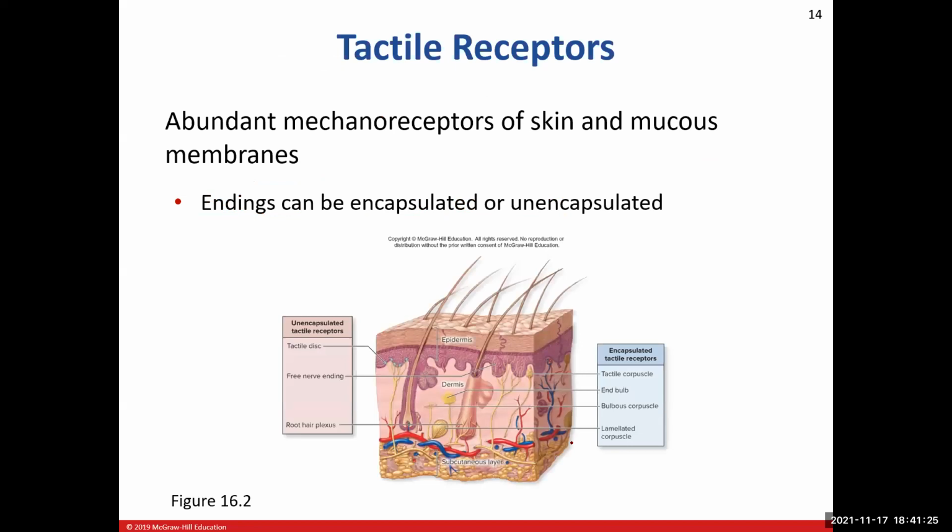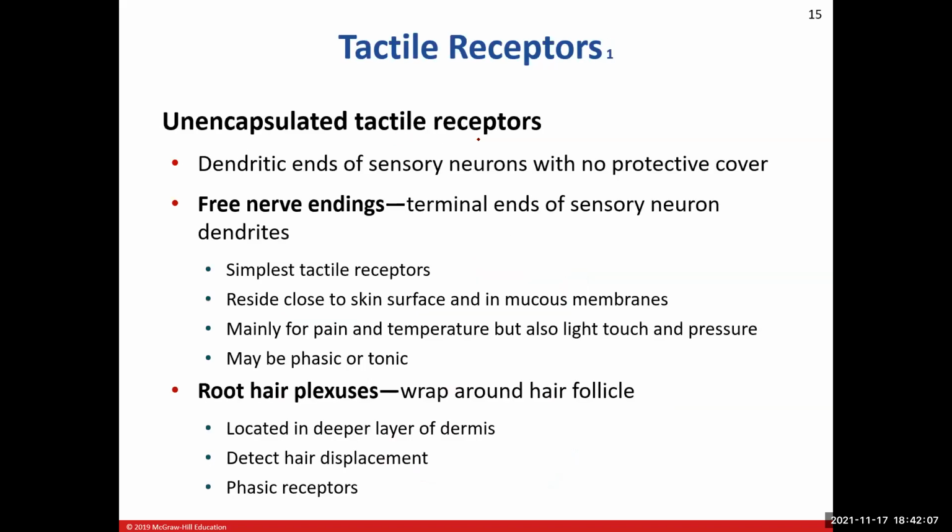Okay, so I want to get into our first special sense, and that's going to be touch. So we're going to talk about our tactile receptors. Our tactile receptors are pretty much the mechanoreceptors that we just talked about, that are going to be located throughout the skin and in our mucous membranes. There are 2 types of tactile receptors, encapsulated and unencapsulated. If you look down at that picture, you'll see a lot of those different types of receptors located within the skin. So I'm going to jump in and talk about the unencapsulated first.